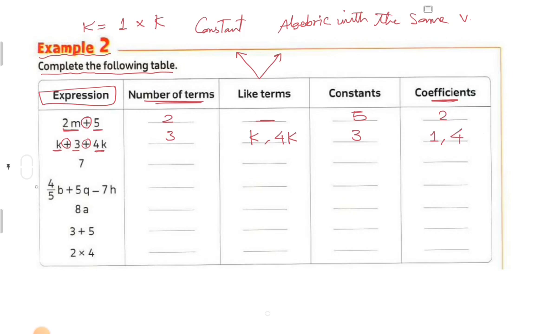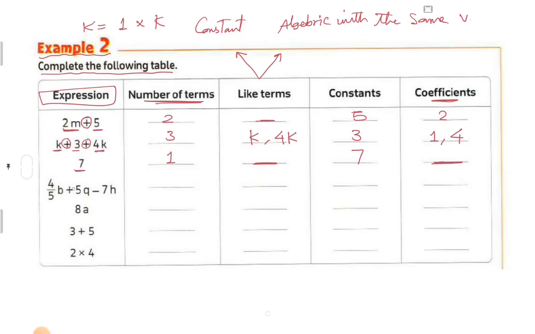Okay. Now we have 7. 7 is just one term. Like term, just one term, so I have no like term. Constant, 7 is a constant. Coefficient, we have no coefficient because we have no variable, because the coefficient is the number multiplied by a variable. Where is the variable here? We haven't any variable.